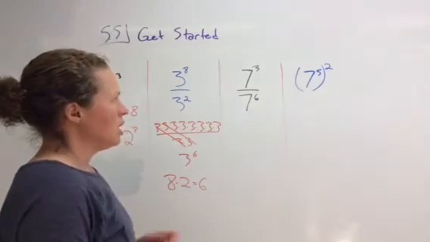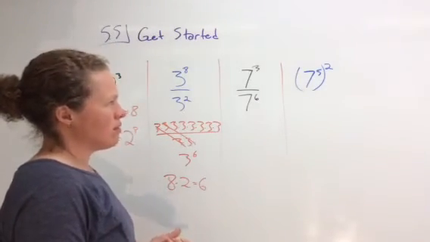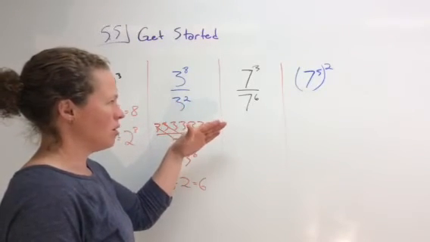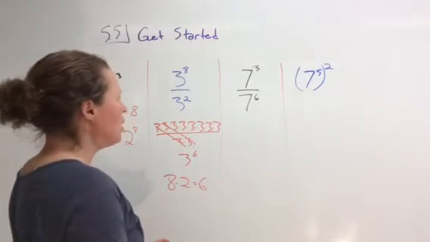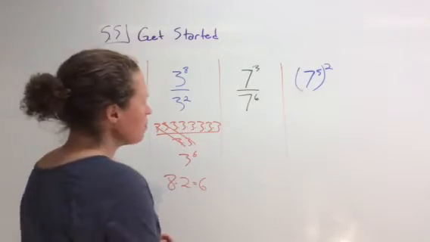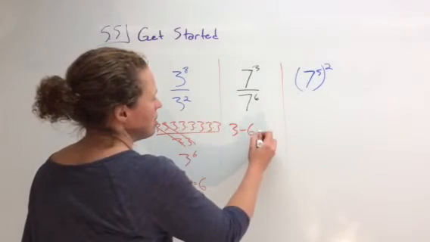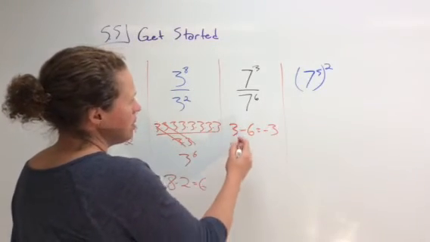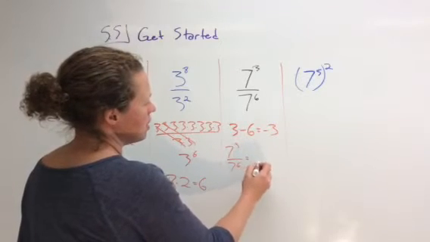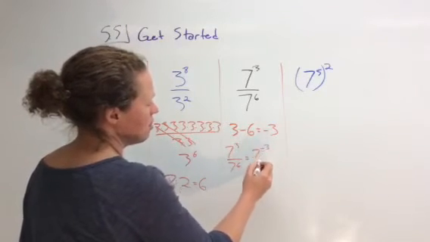This one is a little bit different because we have a smaller number at the top and a larger number at the bottom, so they're just trying to trick you. So what you would do there is go, well, I'm still going to follow the same pattern. I'm going to go 3 minus 6 equals negative 3. So that would mean that my answer, 7 to the power of 3 over 7 to the power of 6, equals 7 to the power of negative 3.